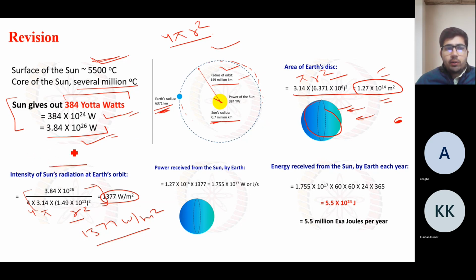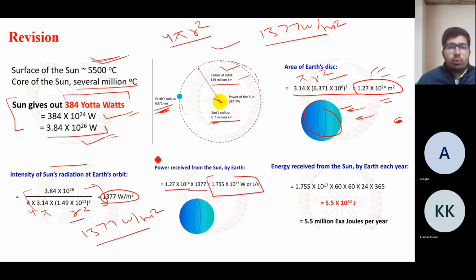Now we have the intensity of the sun's radiation at Earth's orbit, 1377 watt per meter square. We know the area on which this energy will impact, that is Earth's area, 1.27 into 10 to the power 14 meter square. Multiplying 1.27 into 10 to the power 14 by 1377 gives around 1.75 into 10 to the power 17 watt, or joule per second. So this much energy is coming to the Earth from the sun.